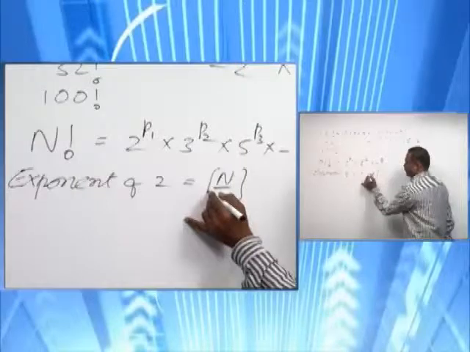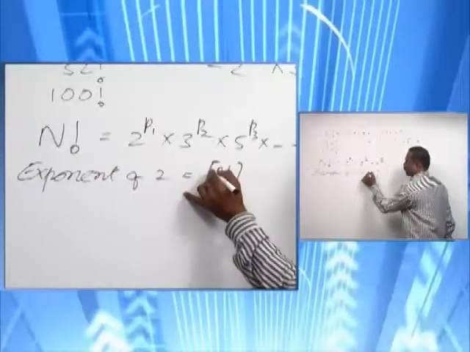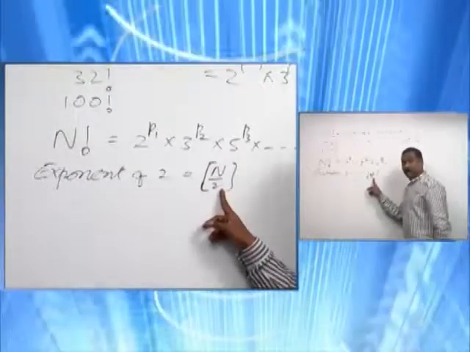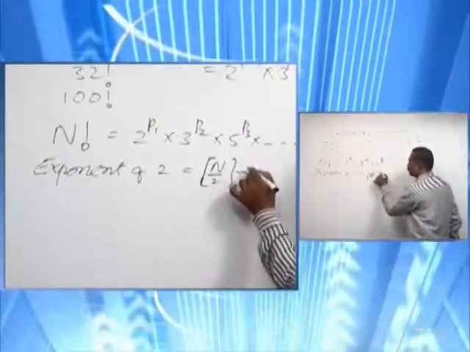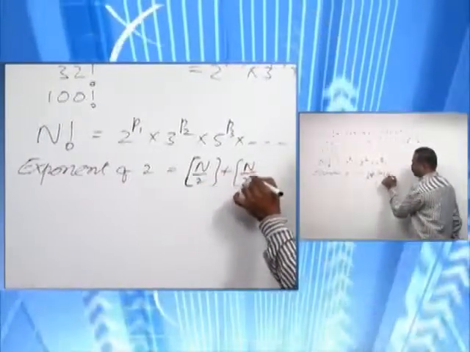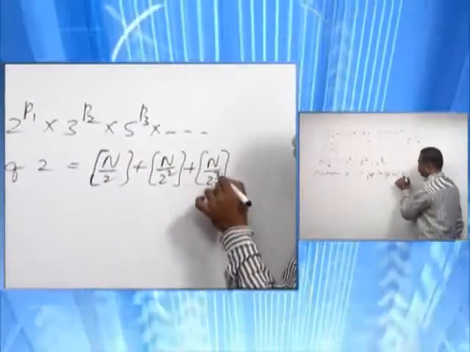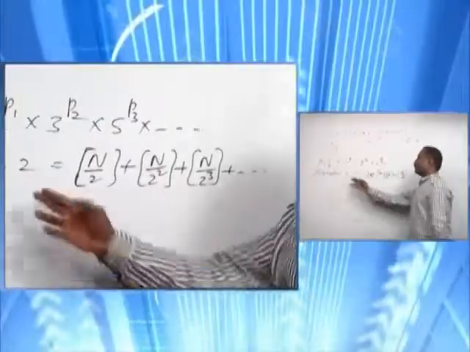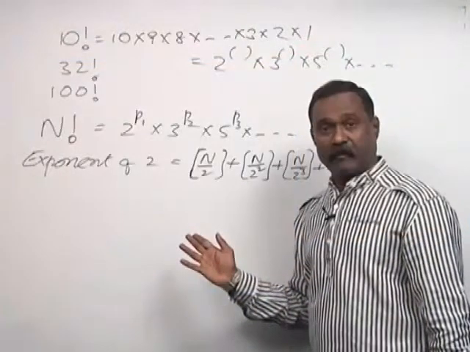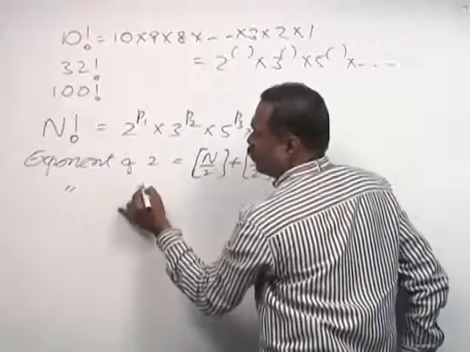This is the greatest integer function, the step function. All of you know that. Step of n by 2 plus step of n upon 2 square plus step of n upon 2 cube and so on. This will give you the exponent of 2. Understand, please.